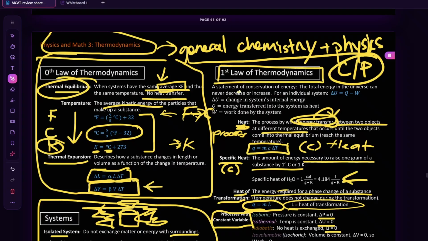So the total energy in the universe can never decrease or increase. For an individual system, delta U, which is the change in a system's internal energy, is equal to the energy transferred into the system as heat. Q is heat, as always, minus the work done by the system. W is this work. So that's the first law of thermodynamics. The change of its internal energy equals the heat added to it minus the work that the system does. Whatever is left over changes the system's internal energy, balancing the heat and the work.